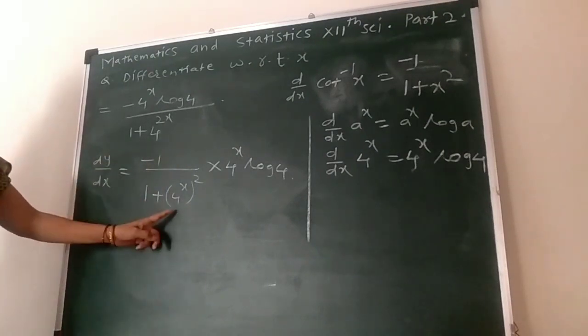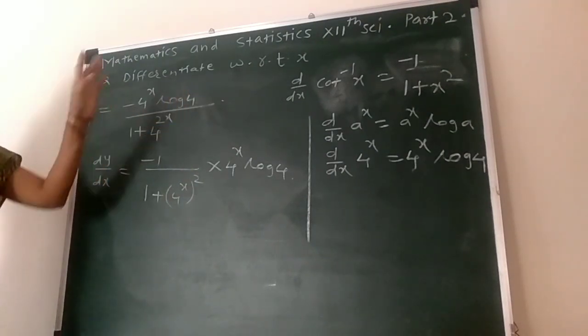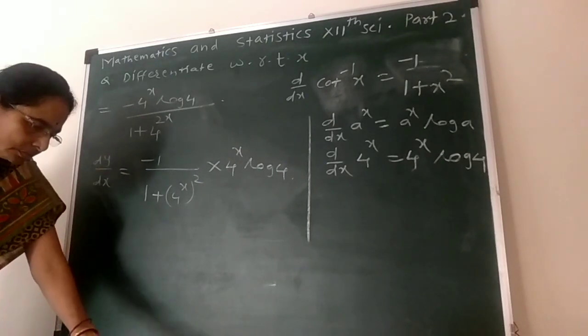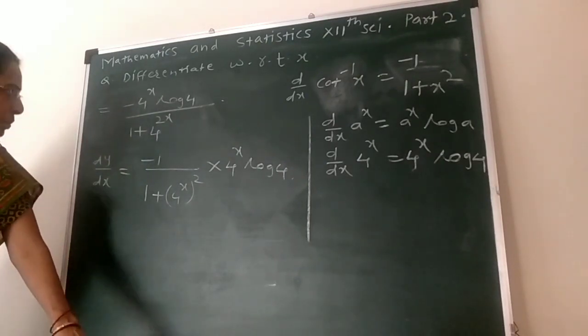1 plus 4 raised to 2x. This is the answer. Minus 4 raised to x log 4 upon 1 plus 4 raised to 2x.